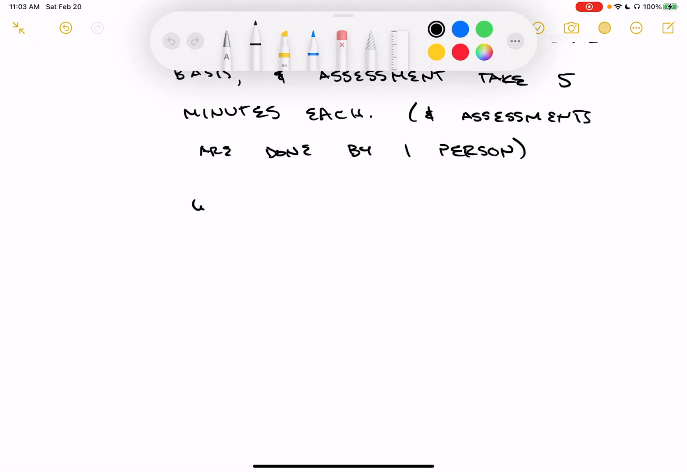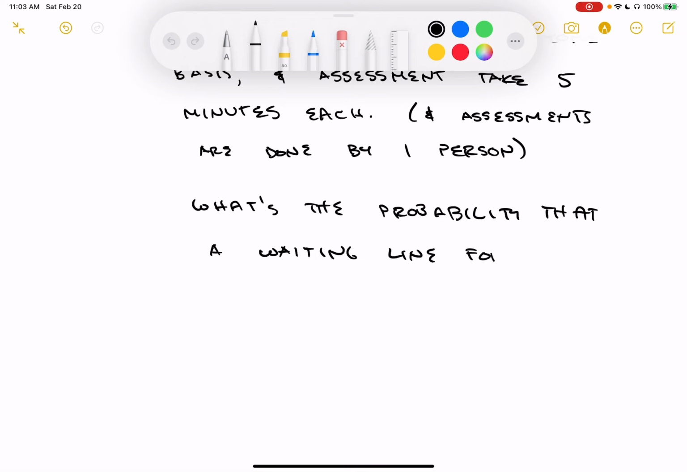I would like to know, what's the probability that a waiting line forms or occurs at the assessment phase? So in other words, if you're going to be coming up to the hospital, what's the chance that you're probably going to expect to have to wait in line before you're going to be addressed by this person to find out what's wrong with you?